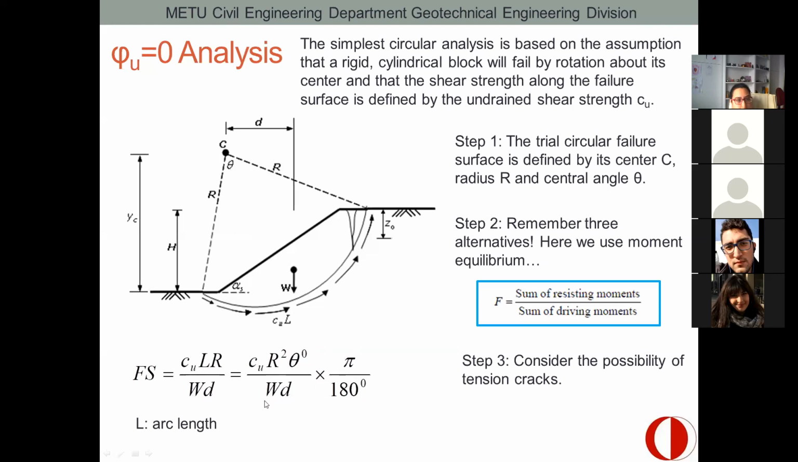As you can see, the analysis is so simple. So the advantage of this analysis is it's very simple and almost everything can be calculated from the geometry. The downside of this analysis is this is only a trial surface. You need to consider 10s, 20, 30, 40, maybe 100 different trial surfaces to get the minimum factor of safety.